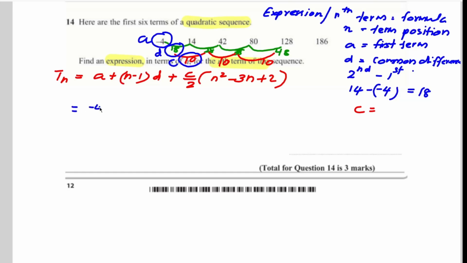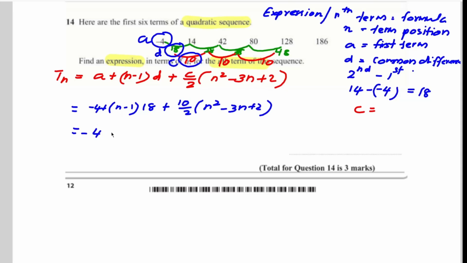A is 4, plus n minus 1 times D, which is 18, plus 10 over 2 n squared minus 3n plus 2. You should memorize this one. Other than that, you'll be unable to use this formula. So 4 is the arithmetic first part. Tn equals a plus n minus 1 times d. You should already know this one. Only this part, c over 2 n squared minus 3n plus 2, you should memorize. n squared minus 3n plus 2.